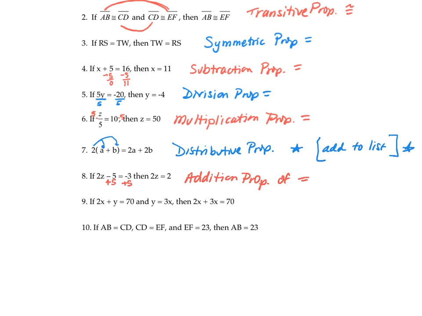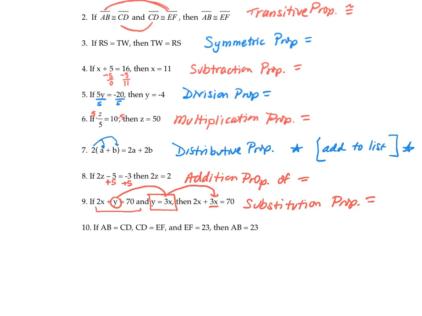Number 9 says if 2x plus y is equal to 70 and y is equal to 3x, then 2x plus 3x is equal to 70. So what happened here is we have an equation, then we identified what y is equal to. Notice that there's a y here. And then in the last step, the y was replaced by 3x. So that's an example of the substitution property. And again, substitution is only a property of equality.